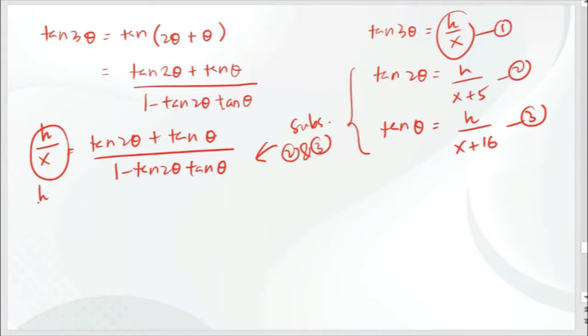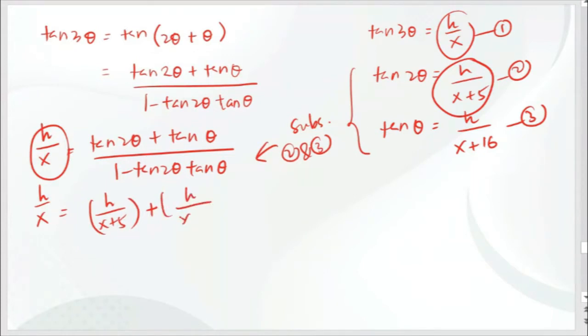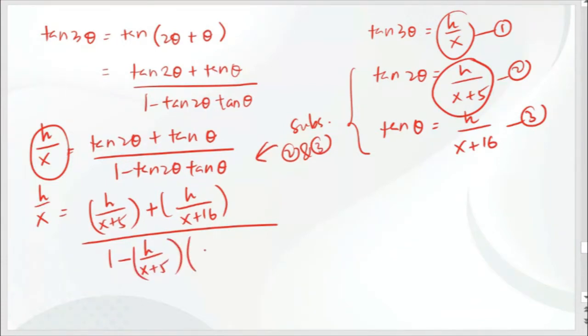So now you get H over X equals tangent 2 theta, H over X plus 5, plus tangent theta, H over X plus 16, over 1 minus tangent 2 theta, H over X plus 5, and tangent theta, H over X plus 16. Okay, so from here, up and down.